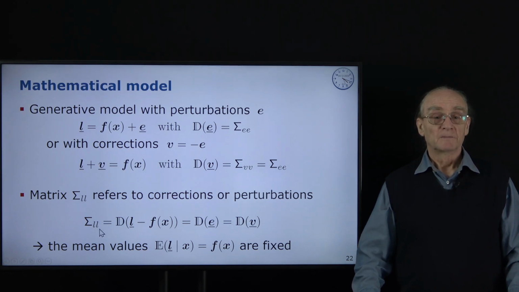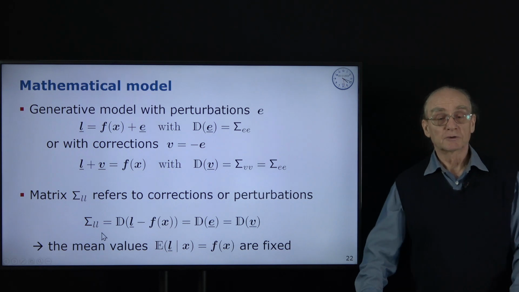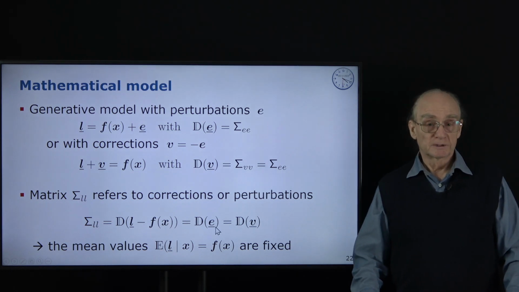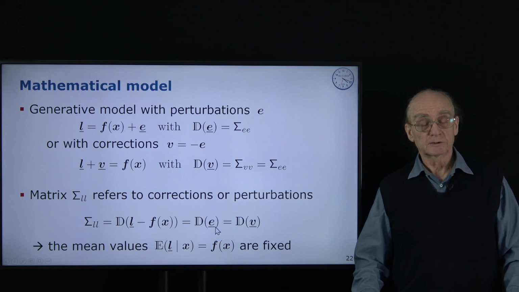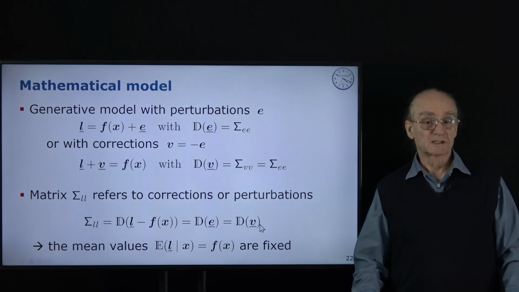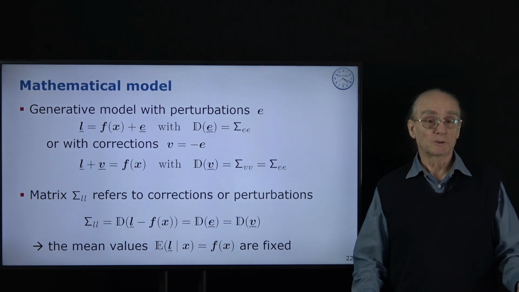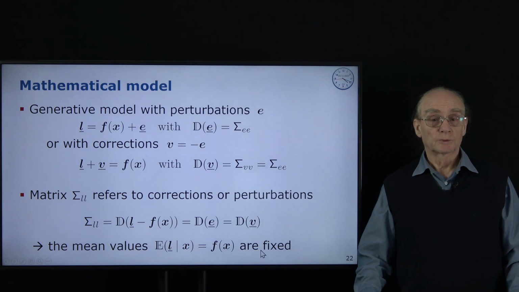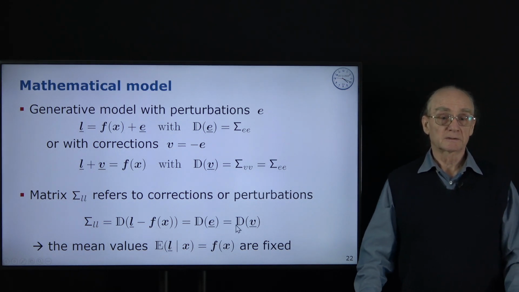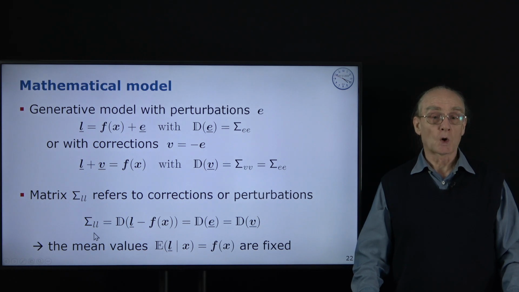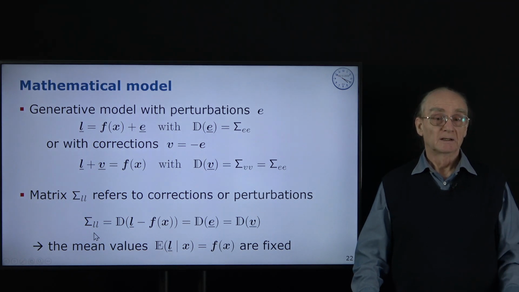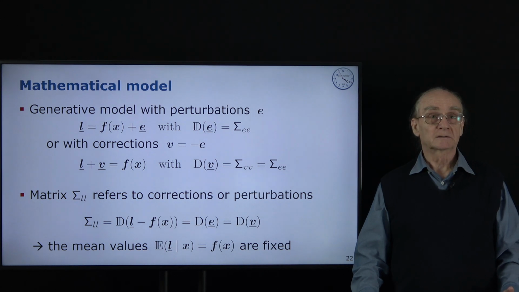That means this covariance matrix of the L's actually refers to the disturbances, the perturbations of our observations, or to the residuals, the true residuals, if we would know the mean value. The mean values are fixed values, so we have this very rigorous relation. So there is no uncertainty in the L's, only that of the perturbations.